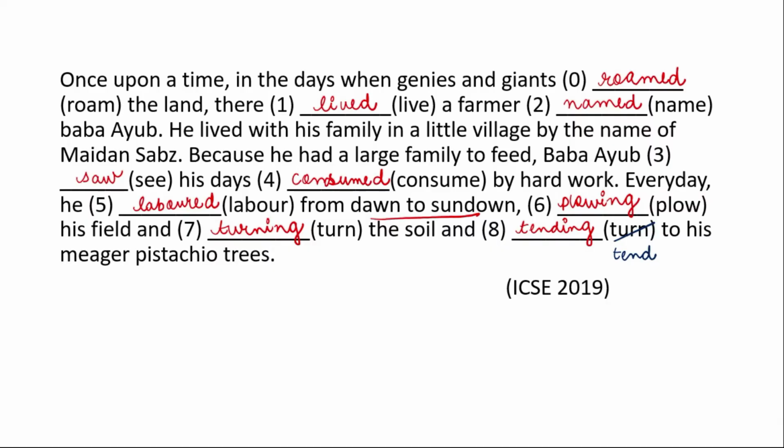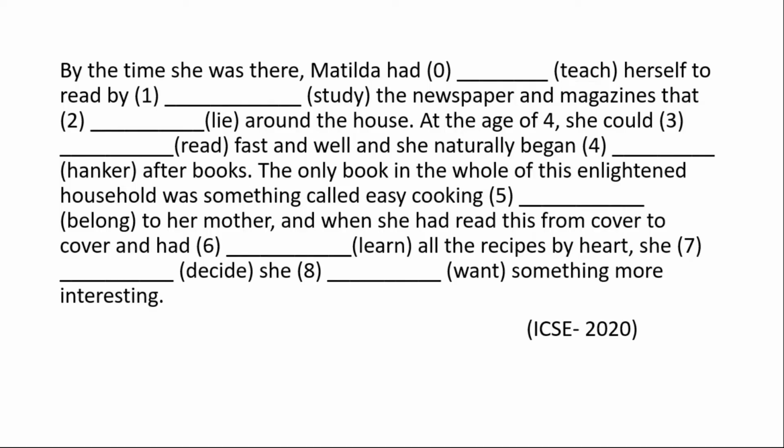Okay, let's go to the next one. By the time she was there, Matilda had, okay, so she had dashed herself to read. So, past perfect. She had taught herself to read. Okay, you can continue until the next 8 questions and then we'll discuss.